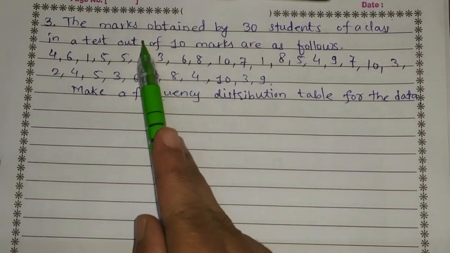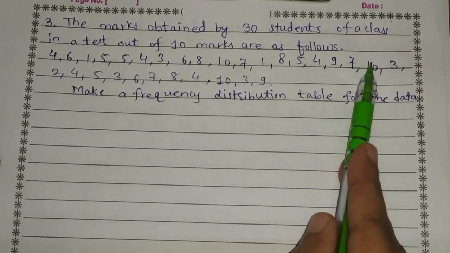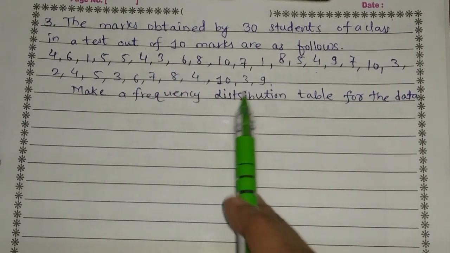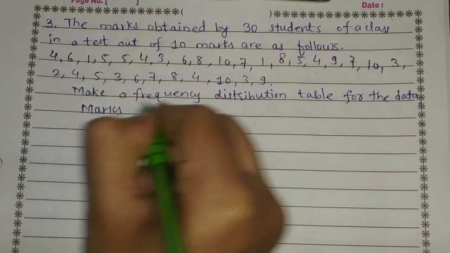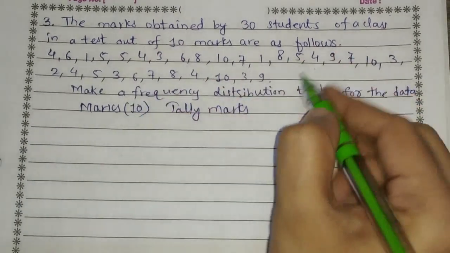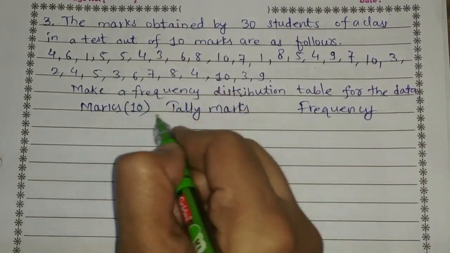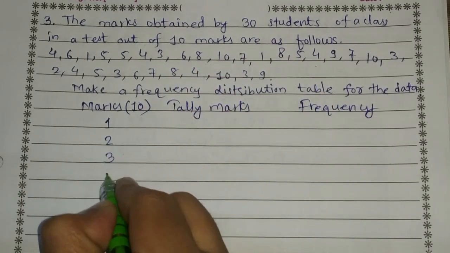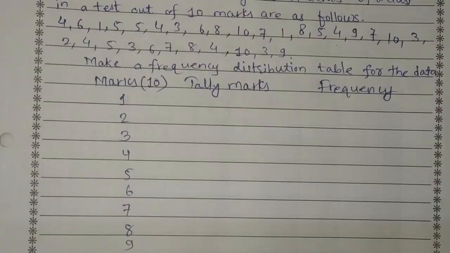Now the next question is: the marks obtained by 30 students of a class in a test out of 10 marks are as follows. So these are the results out of 10 marks of the 30 children. We have to make a frequency distribution table here. First we'll write a first column, marks, then tally marks, and then frequency. Marks are out of 10, so we write from 1, the highest is 10, and all the values inside: 1, 2, 3, 4, 5, 6, 7, 8, 9 and 10.